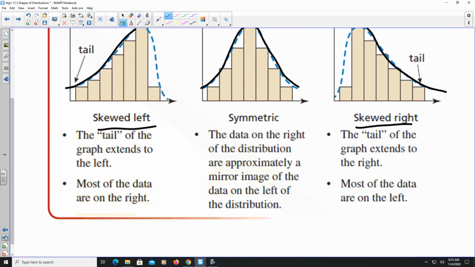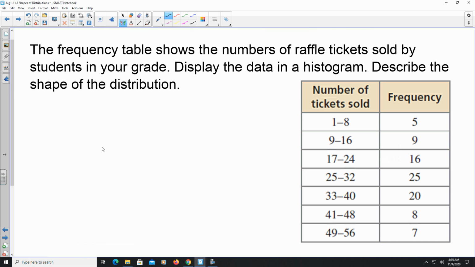If we were to look at a piece of data like this one here, it says the frequency table shows the numbers of raffle tickets sold by students in your grade. Display the data in a histogram, and then describe the shape. It talks about tickets sold, categorized in an evenly distributed way, in sets of 8: 1 through 8, 9 through 16.